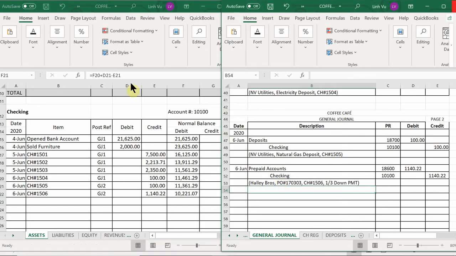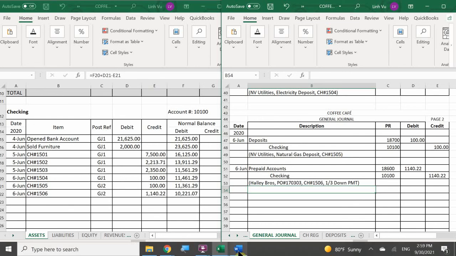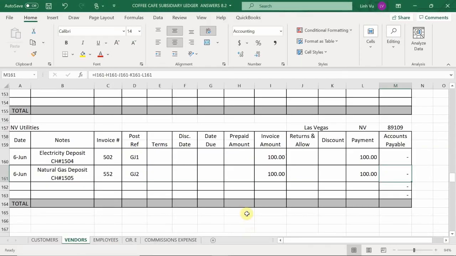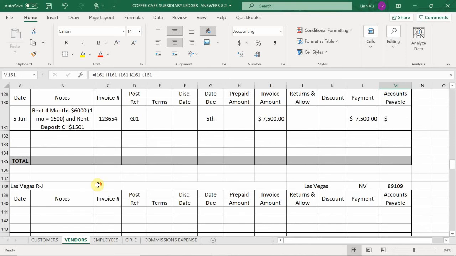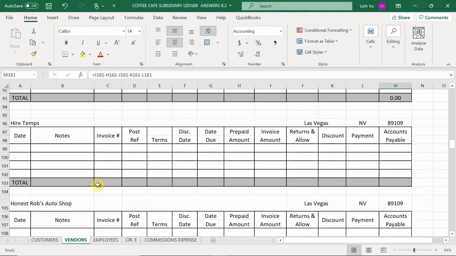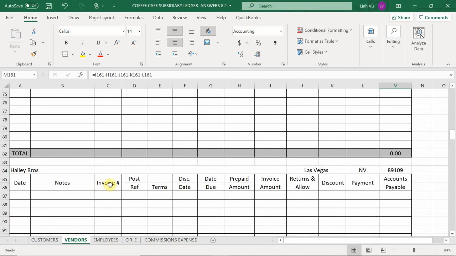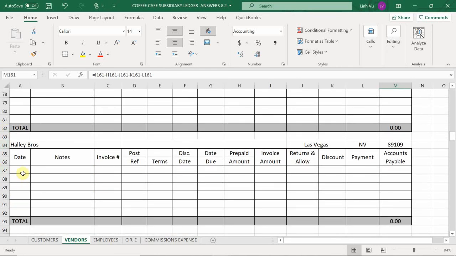Okay, good. So therefore, we updated our ledger. We updated the journal. Now we need to update our subsidiary ledger. Haley, I just gave you money, so you better come through and give me my coffee brewer and coffee grinder. Okay, so let's go ahead and go to Haley Bros. Here you go, Haley Bros, whatever you want to call it.